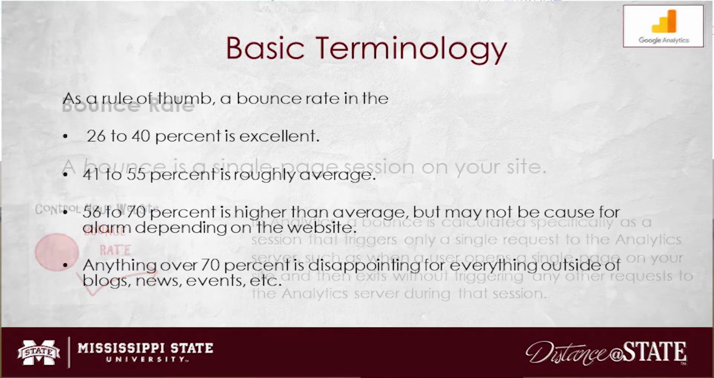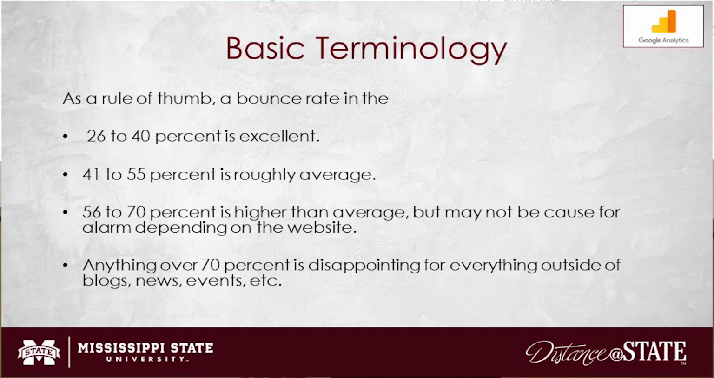So, okay, and the rule of thumb for bounce rates is about 26 to 40% is excellent, 41 to 50 is roughly average, 56 to 70 is a little higher than average, but it depends on what your site is doing. And then anything over 70 is usually considered kind of outside of the disappointing range. But I put a caveat to all that because it really depends on what your page's function is.